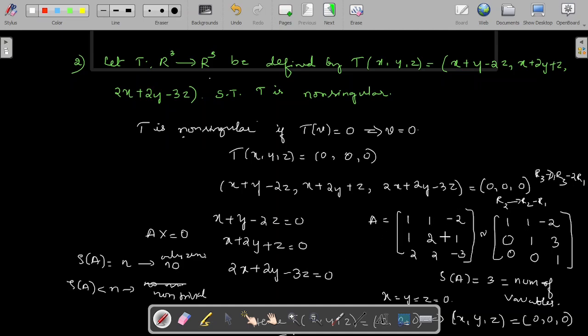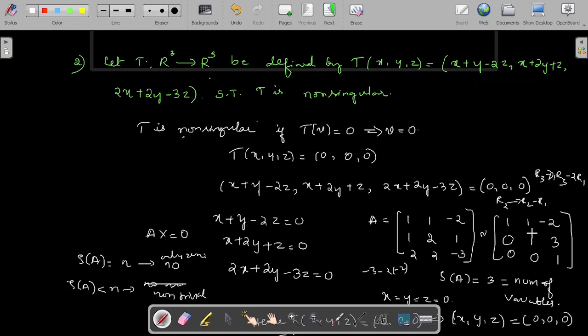So first row as it is, second row: 1 minus 1 is 0, 2 minus 1 is 1, 1 minus of minus 2, that is 1 plus 2, is 3. Then 2 minus 2 is 0, 2 minus 2 is 0, then minus 3 minus 2 times minus 2, that is minus 3 plus 4, which is nothing but 1.